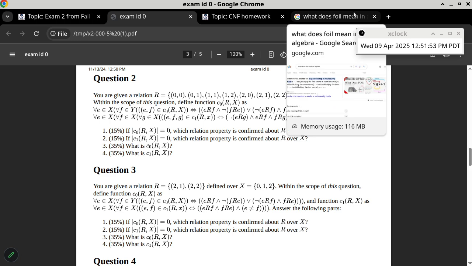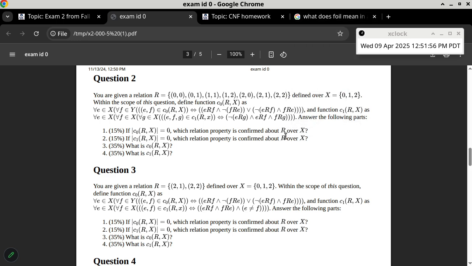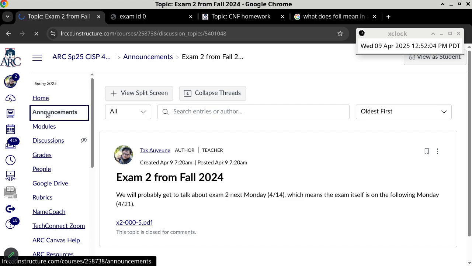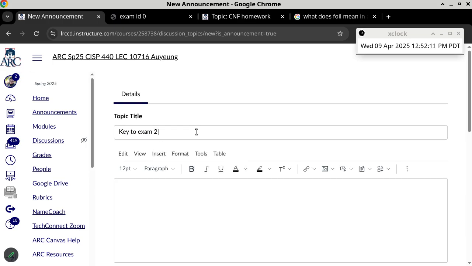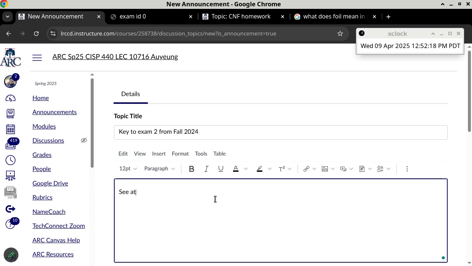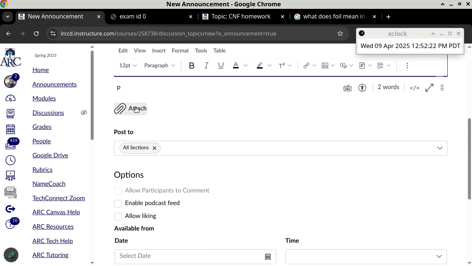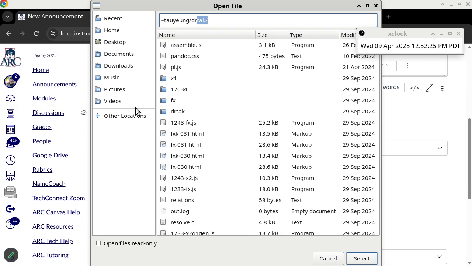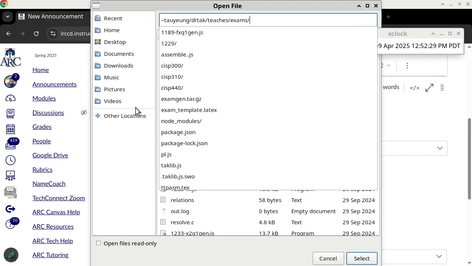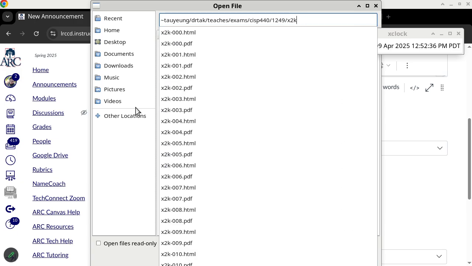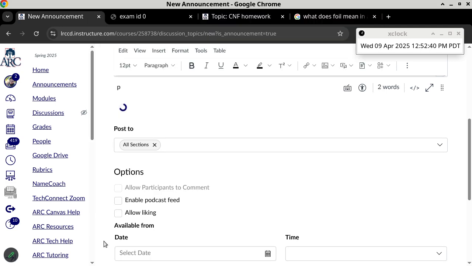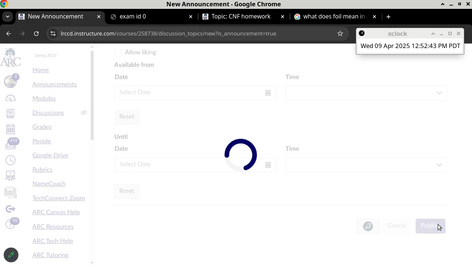Do you guys want the key to this particular exam? I can give you that too. Okay. So let's do that. Okay, go to announcement. This is the key to exam 2 from fall 2024. See attached. There we go. And now I can double check my own answer.